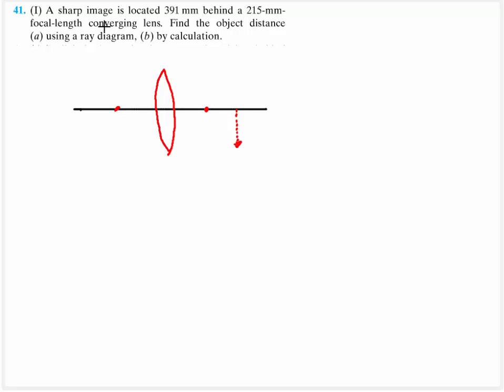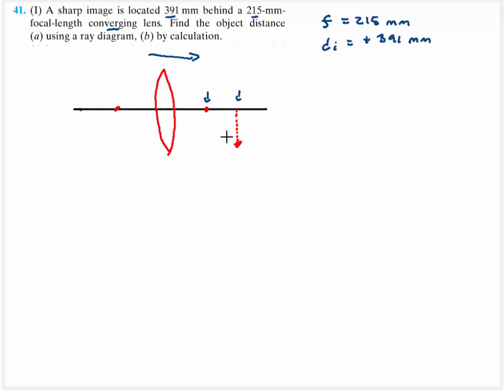Okay, and a problem using lenses. So here I have a converging lens. It tells me the focal length. Because it's converging, focal length is going to be positive, so 215 millimeters. And I'm getting a sharp image that's 391 millimeters behind it. I can kind of go back a little bit further, so there's going to be my nice sharp image. And something to remember here is that the distance to the image is going to be positive because it's on the side where the light goes. So the light rays are going in that direction, so it's going to be a positive 391 millimeters. If the image was located to the left, then the image distance would be negative. The object is always going to go on the left.